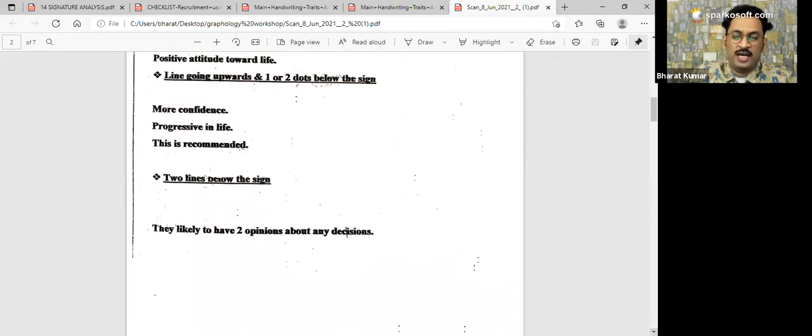Dot before initial above line. No, yeah, there is no initial above the line. Then you can say we will work on that.